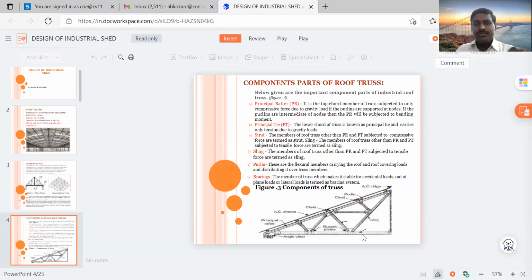It means the bracings are provided truss to truss or column to column. If additional or accidental load comes, then the bracings are an important part, and they transfer the load truss to truss or column to column. So here we can see the bracing in the truss.